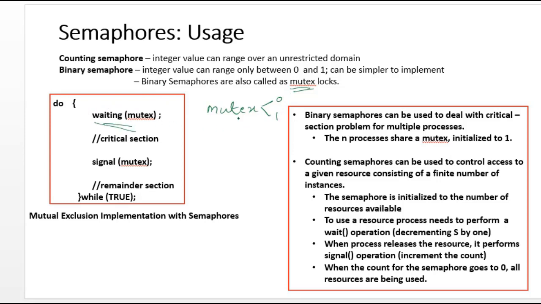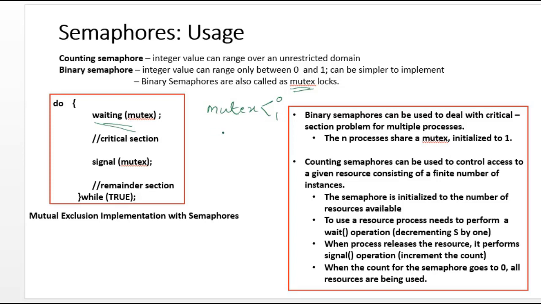And whenever a process requests to enter into the critical section, it has to call the wait operation. The wait operation, as we have just learnt, will decrement the value of S by 1 only when the current semaphore value is a positive number, and it will enter into the critical section. And when the critical section execution is completed, it has to release the resource. While doing so, it will increment the value of mutex back to 1.